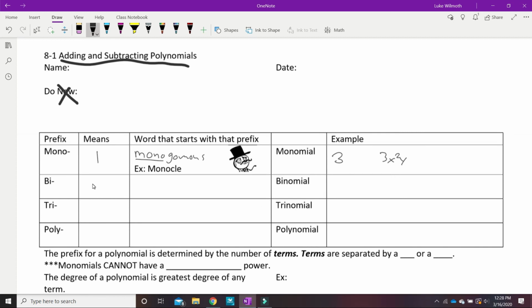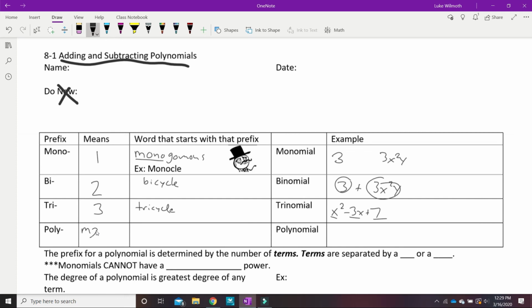Bi means 2. You probably think of some words that start with bi. Bicycle. So a binomial has 2 terms. Let's combine these two together from the last example. If I put a plus in between them, now this is a binomial. 1 and 2. Tri means 3. Let's stick with the bike theme. That could be like a tricycle. And a trinomial could be like x squared minus 3x plus 7. It's a trinomial because 1, 2, 3 terms.